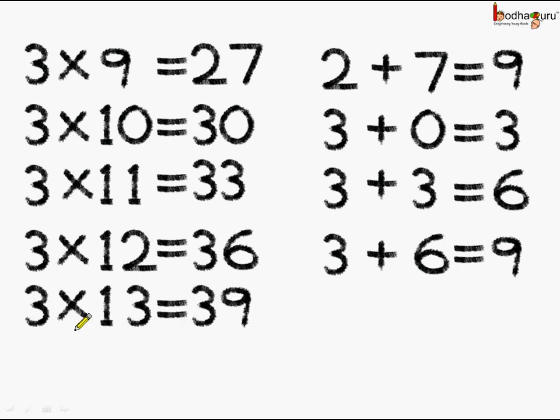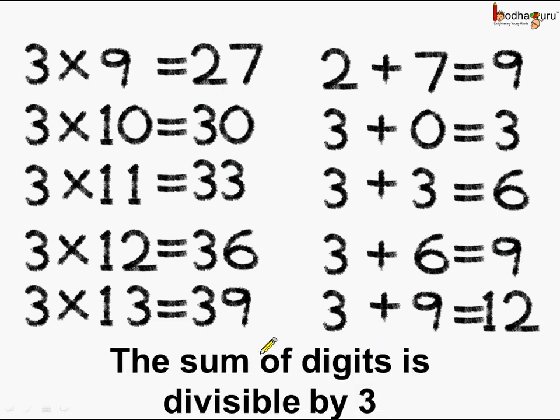Next, we have 3 multiplied by 13 is equal to 39. And if we add the digits of this number 39, which is divisible by 3, we get 3 plus 9 equal to 12. Now, what is the pattern? The pattern is all these numbers, 9, 3, 6, 9, 12, are divisible by 3. So, if the sum of digits of a number is divisible by 3, then the number is divisible by 3.